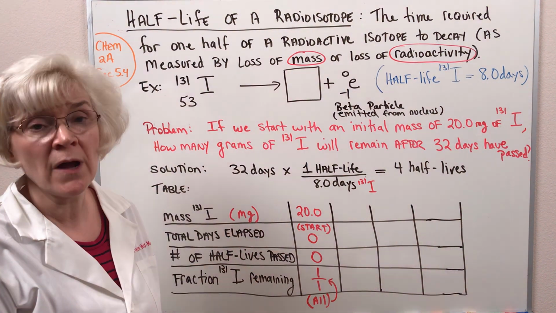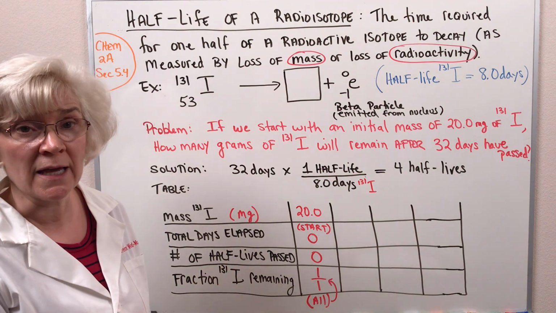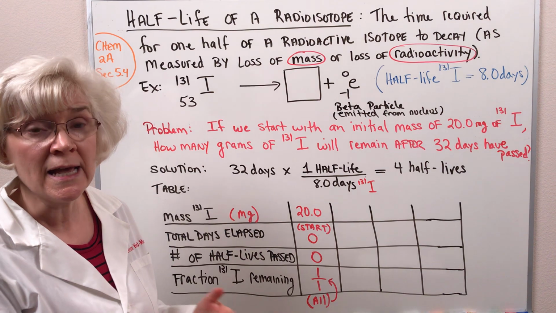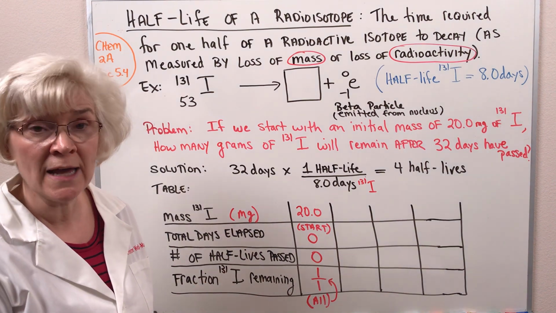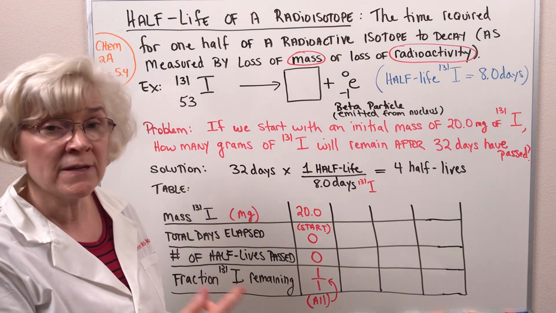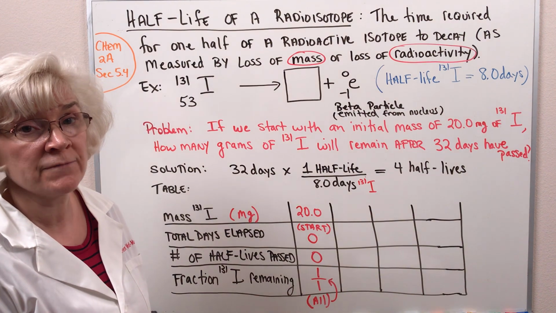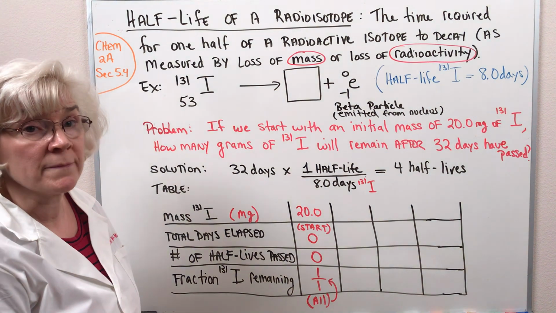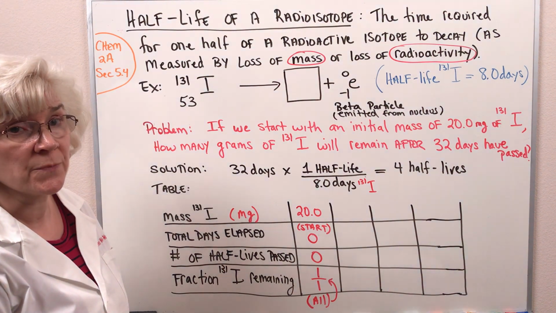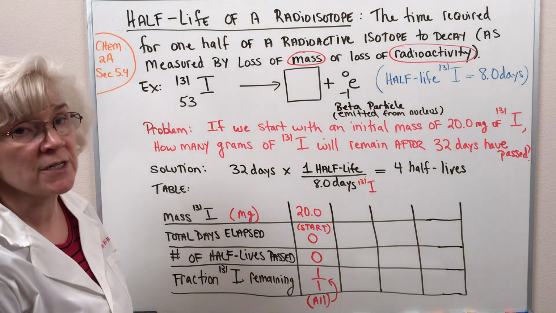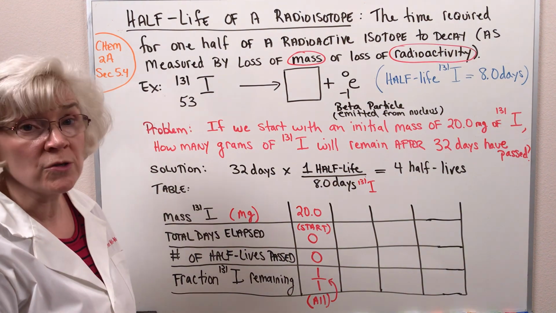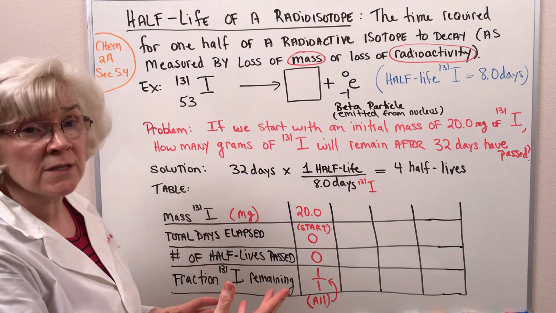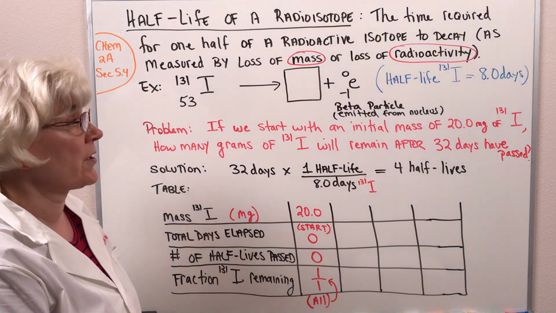So let's look at a problem, how we can calculate how much of a radioisotope would be remaining after a certain period of time has passed, given information about its half-life. So iodine 131 is a radioactive isotope. You'd have to be given that information. You'd have to be told that it is a beta particle emitter, that its nucleus throws off a beta particle.